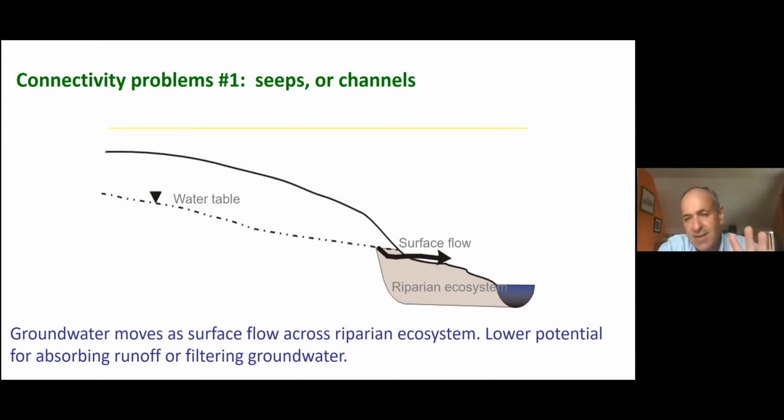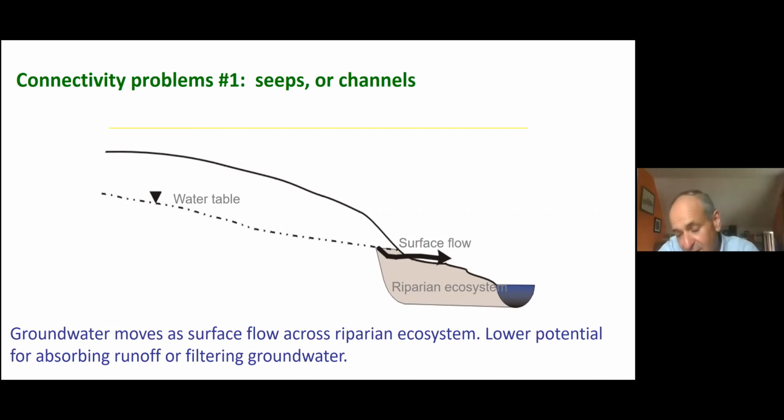If you hike around in the Catskills, you'll see lots of areas where there's just water bubbling up and flowing perpendicular to the stream across the riparian zone. There's also lots of human-induced seeps. If we're doing a variety of things that cause even a little bit of channelized flow in the upland, that's going to break through the riparian zone, and you're going to get channelized flow through the riparian zone. This is just a disaster as far as filtering is concerned. If you have channelized flow, it's not going to absorb the runoff, and you're not going to have any groundwater interaction. So our first connectivity problem is the presence of seeps or channels.